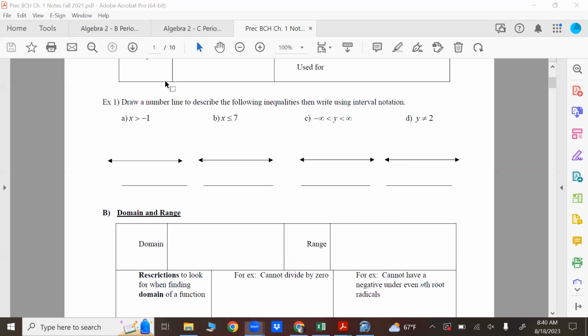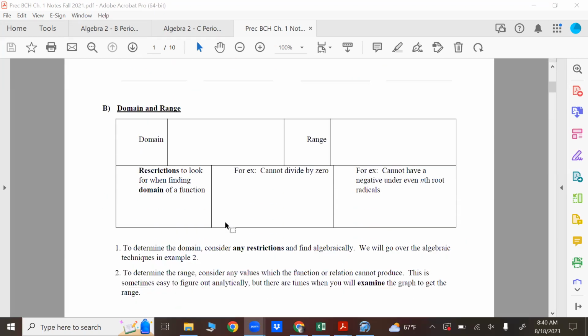All right. So I think we're cool. Let's move on to domain and range. As you can tell, my handwriting can be a little messy at times, so I'm going to use a text box to fill these things out.